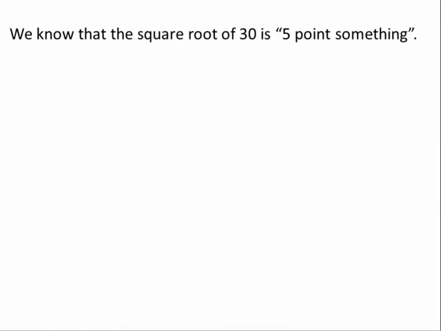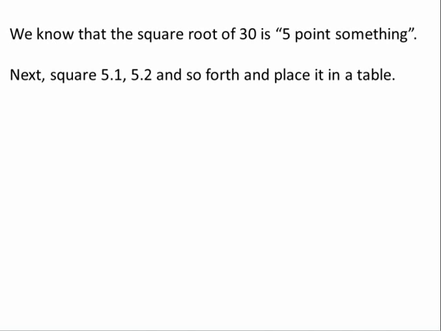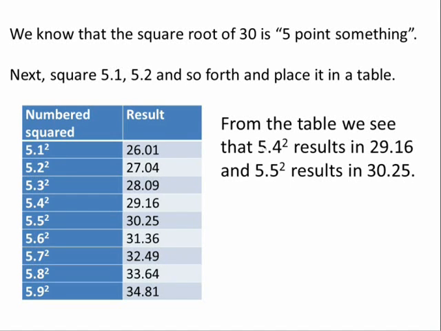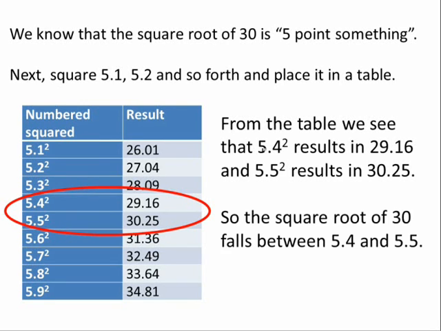Let's try it. For the square root of 30, we found that it is between 5 and 6. We now know that the square root of 30 is 5 point something. Next, square 5.1, 5.2, and so forth, and place it in a table. From the table, we see that 5.4 squared results in 29.16, and 5.5 squared results in 30.25. So the square root of 30 falls between 5.4 and 5.5.